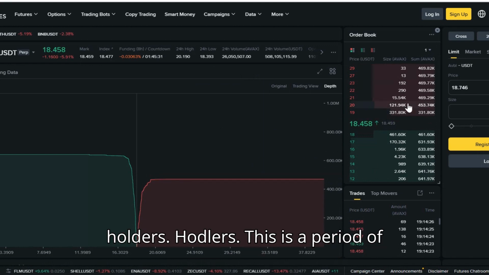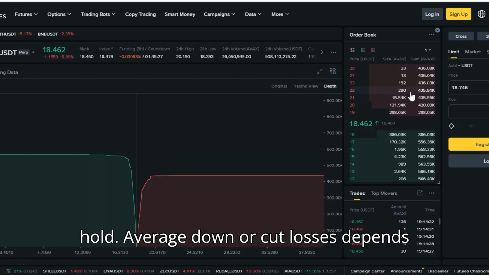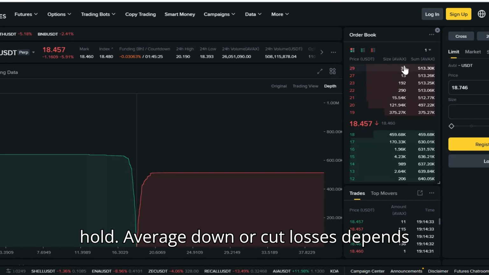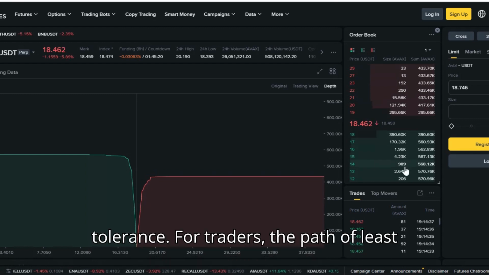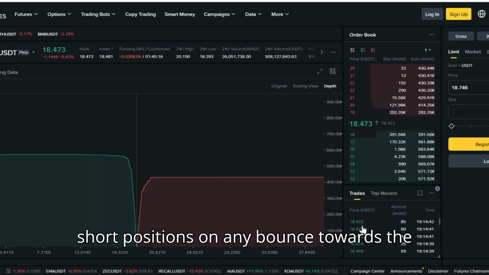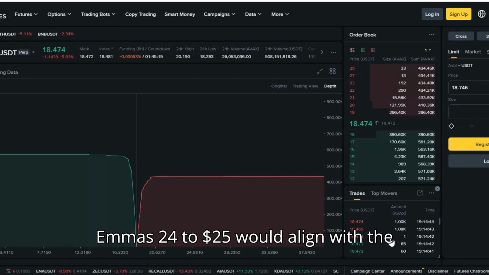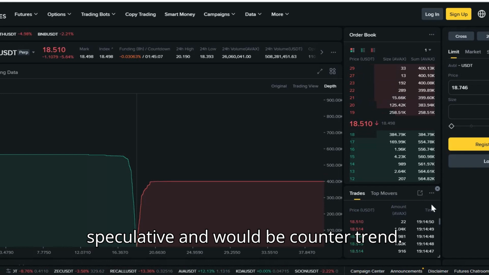For holders, hodlers, this is a period of significant drawdown. The decision to hold, average down, or cut losses depends on your long-term conviction and risk tolerance. For traders, the path of least resistance is still down. Looking for short positions on any bounce towards the EMAs, $24 to $25, would align with the current trend. Long positions are highly speculative and would be counter-trend bets.